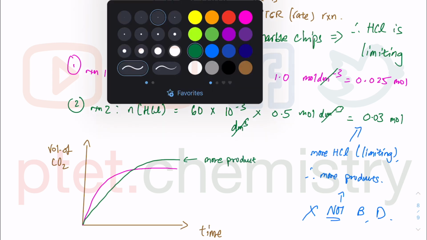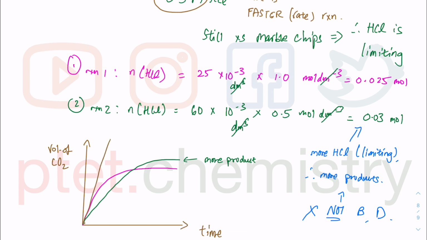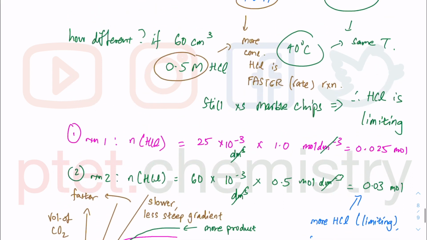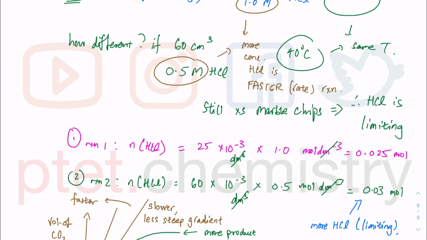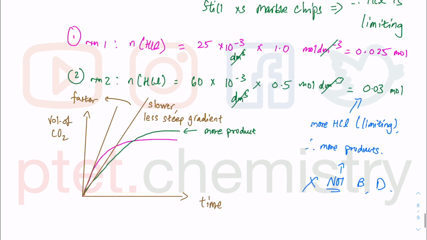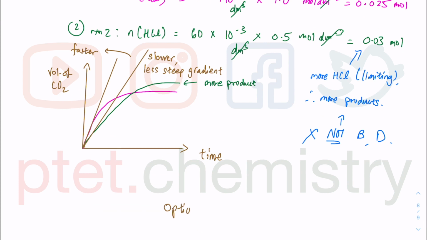Okay, but if you look at the slope, this is the initial rate. You can see that this one is slower because it has a less steep gradient. And remember, the gradient here refers to the change in the volume of product versus the change in time. So this is the faster reaction because it has a steeper gradient. All right, so the second change will give you more products but a slower reaction, which means the correct option is option C.